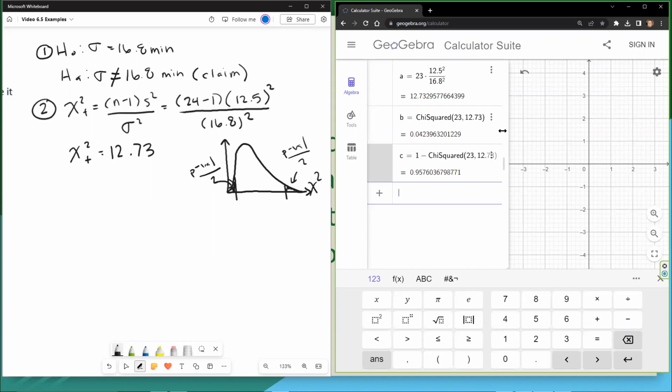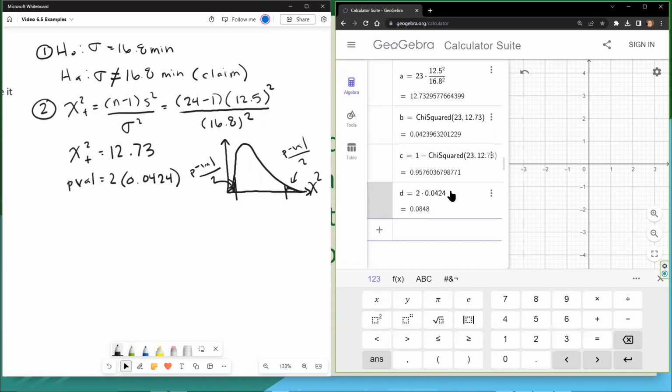So our p-value over 2 is the smaller of those numbers. So p-val is going to be 2 times that number, 0.424. So 0.848.